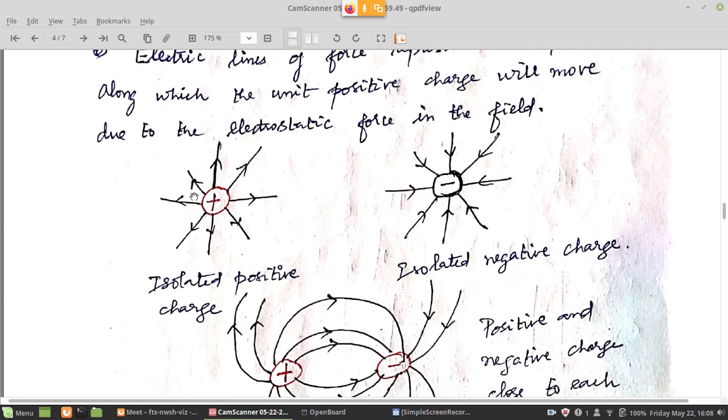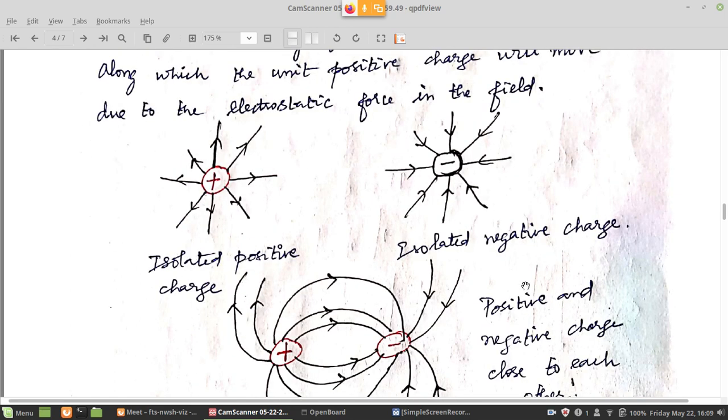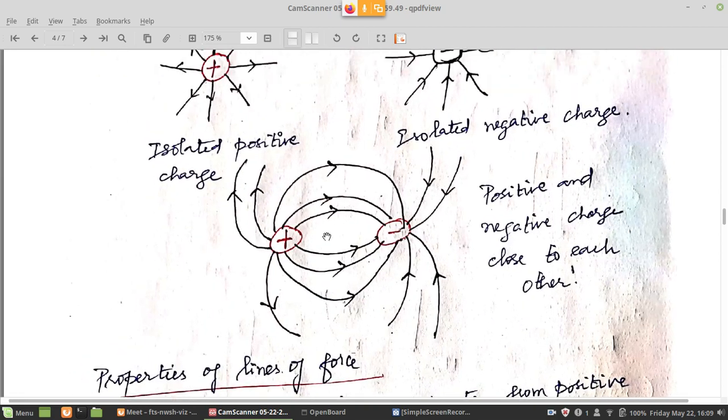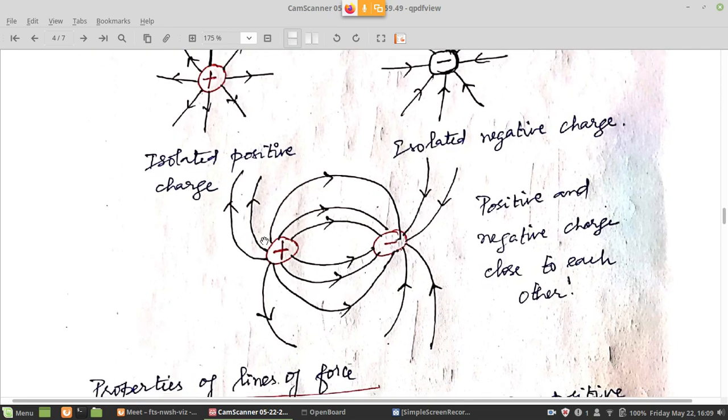So whenever you see a positive charge, you can represent the lines of force around it like this, arrows coming out. For a negative charge, the arrows are all pointing in. This is for the case of an isolated positive charge and an isolated negative charge. But when you have a positive and a negative charge very close to each other like this, the positive charge is attracted to the negative charge. Therefore, the lines of force coming out of a positive charge will end at the negative charge.